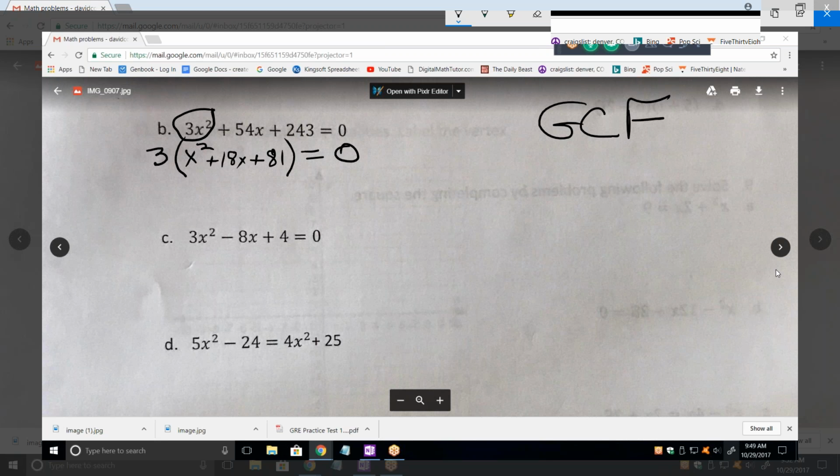Okay, so now if that all is equal to 0, notice that I can divide both sides by 3. So now I have just x squared plus 18x plus 81 equals 0. Now I can factor it as a first level quadratic. Do it step by step. Okay, separate the x's, and then both the signs are going to be positive.